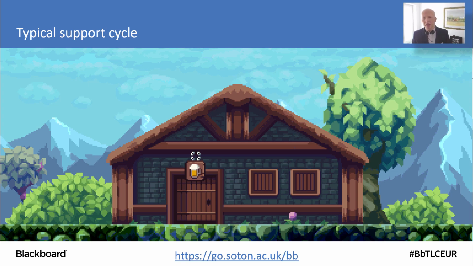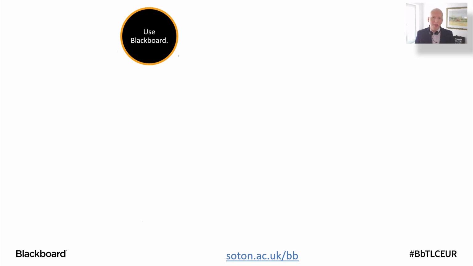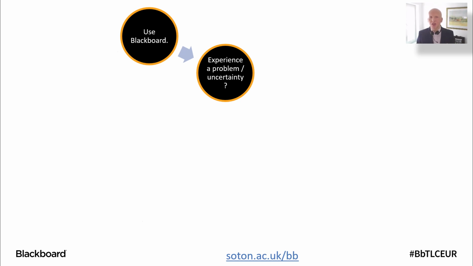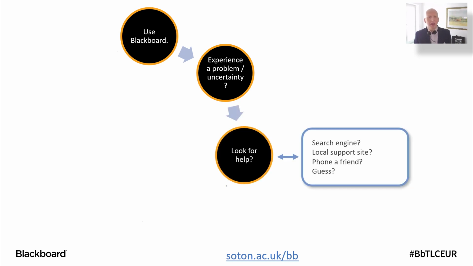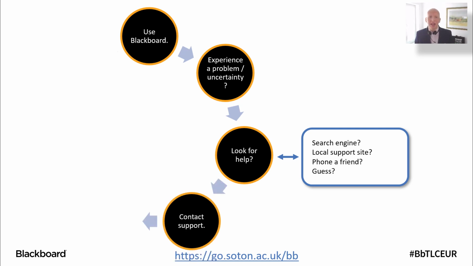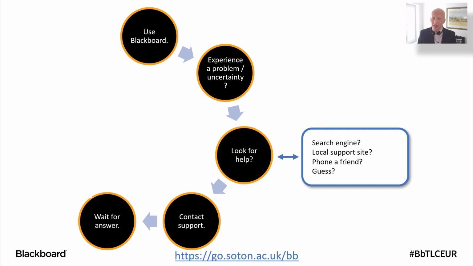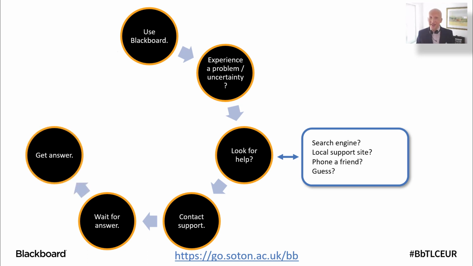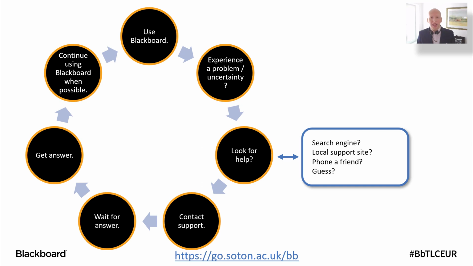And a typical support cycle might be that someone, a member of staff or a student, is just using Blackboard, and then they experience a problem or something they're not sure about, and they might look for help, which might be through a search engine like Google, our local support site if we're lucky, or another support site from another university, Blackboard's own help. They might phone a friend, they might turn around and talk to their colleague, or they might just guess. But eventually, if they're still not getting anywhere, then they're probably going to contact central support, and then they have to wait for an answer, and then they get the answer, but they still might not be able to start using Blackboard right away.